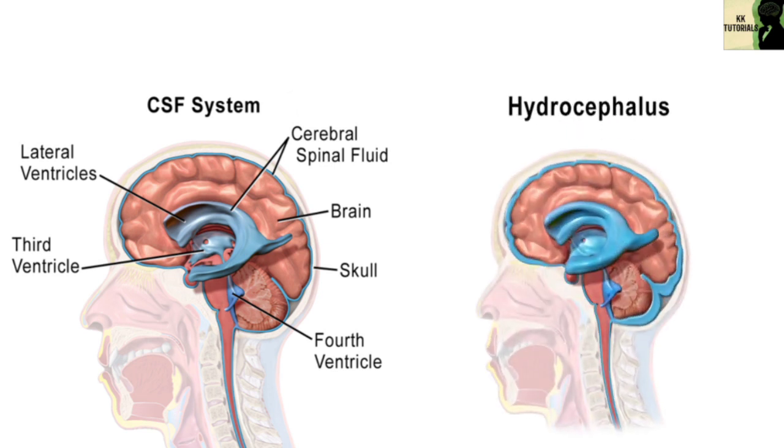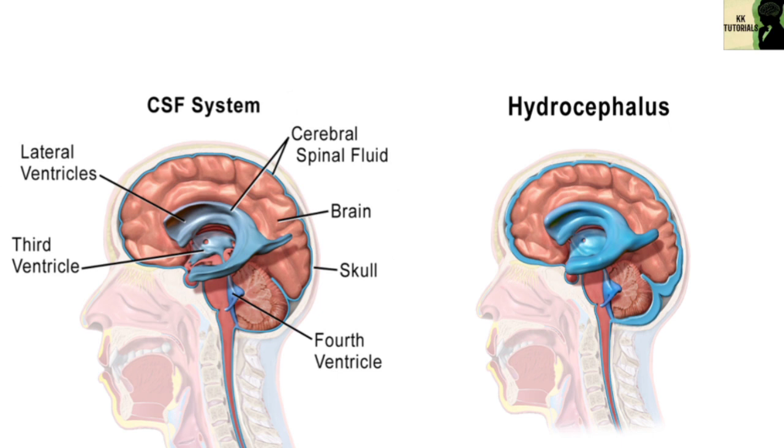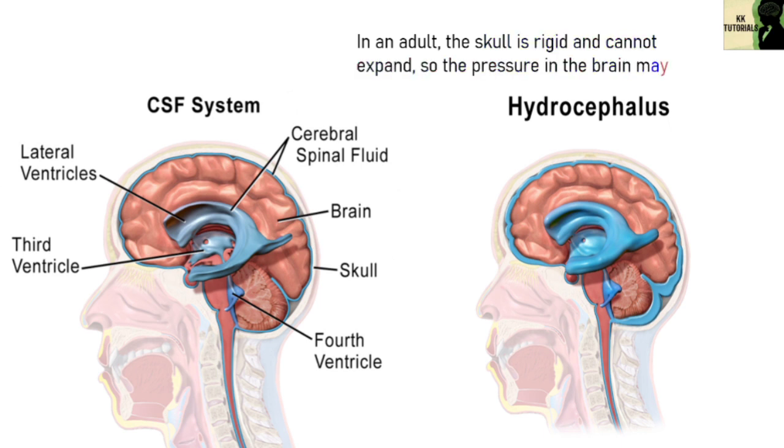This condition is called hydrocephalus. Hydro meaning water and cephalus referring to the head. It is described as water on the brain. The water is actually CSF. When an injury or illness alters the circulation of CSF, one or more of the ventricles becomes enlarged as CSF accumulates. In an adult, the skull is rigid and cannot expand, so the pressure in the brain may increase profoundly.